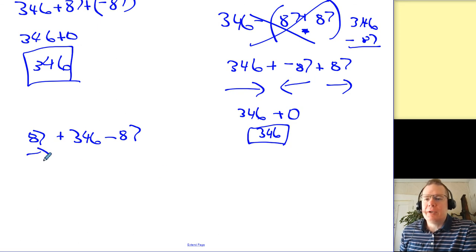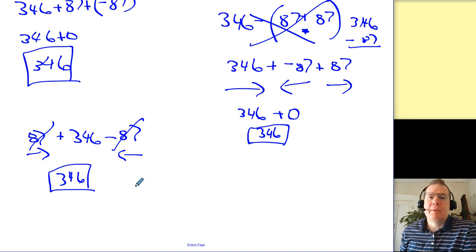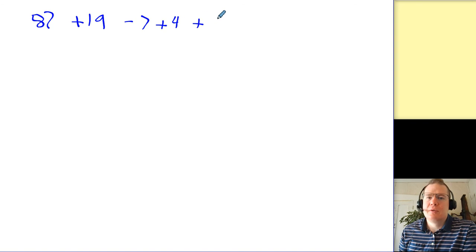If I see a positive 87 being added to a negative 87, I know their sum is 0, and I'm all done. All right, let's leave these 87s alone and do one more problem. I actually started this one with 87. With a whole bunch of terms here. Go ahead, try this one on your own.